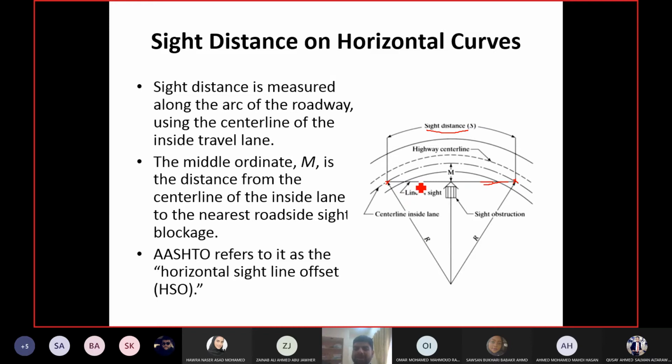Since your line of sight is a straight line joining one point of the curve with the other point of the curve, it becomes a chord, and the distance is along the curve. The distance between the curve and the chord we term the middle ordinate, M. The benefit of calling this M is that for M we already have the equation from the curve geometry, so we already know how to calculate M.